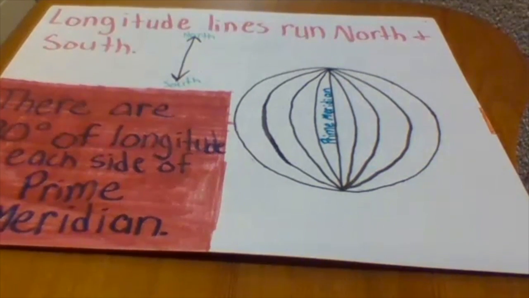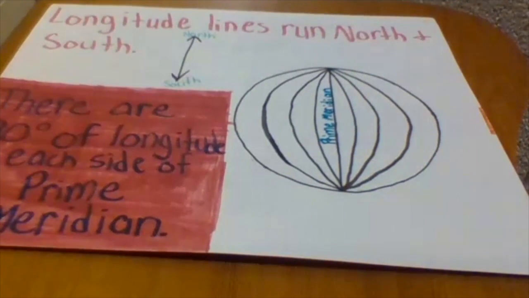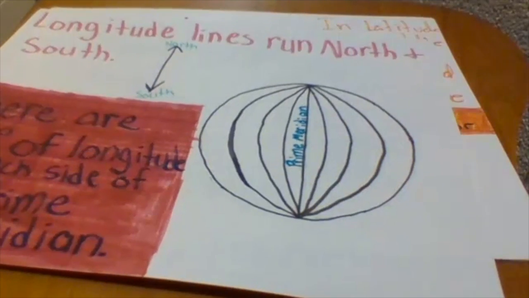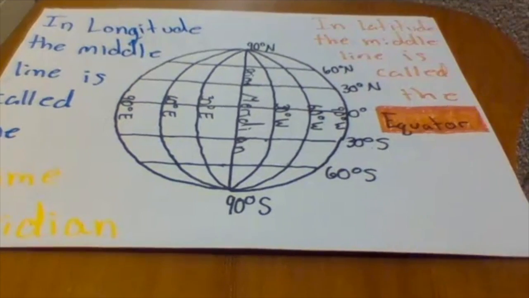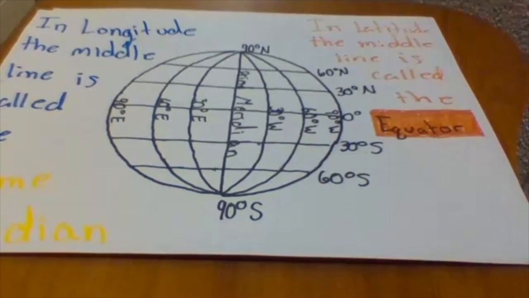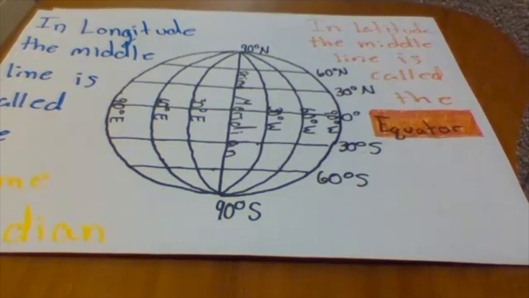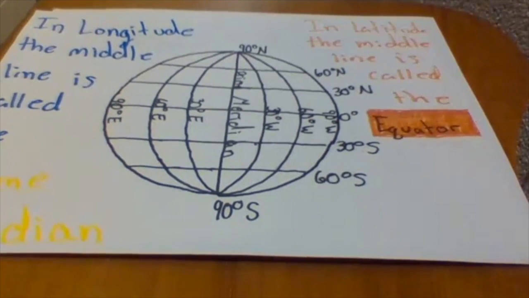Longitude lines run north and south. There is 180 degrees of longitude on each side of the prime meridian. Unlike latitude, longitude lines are not parallels because they touch at the top. In longitude, the middle is called the prime meridian. In latitude, the middle line is called the equator. If latitude and longitude lines were actually on the Earth, this is what they would look like.